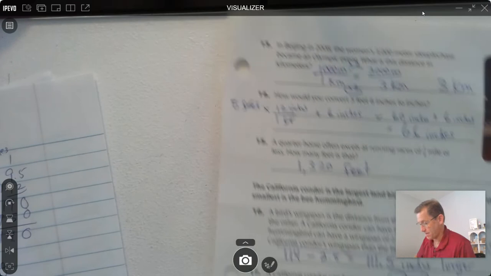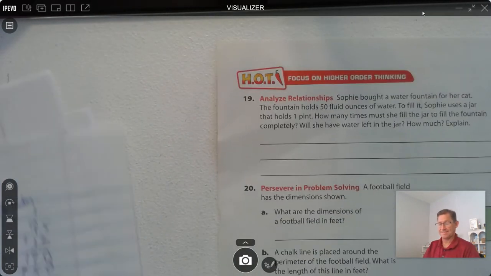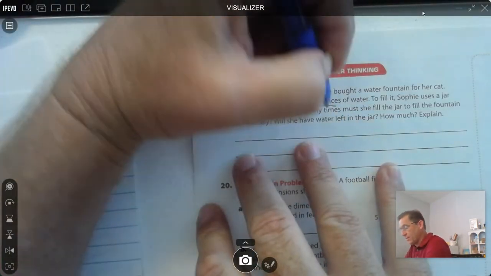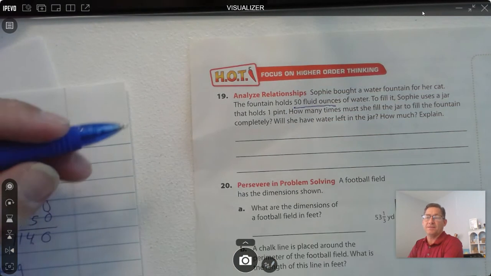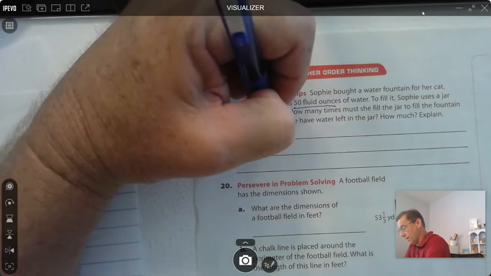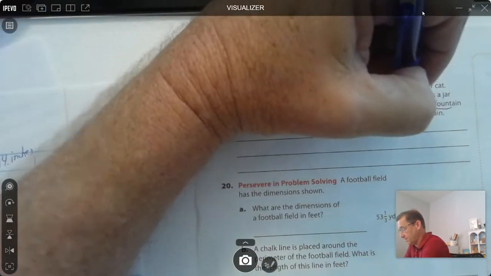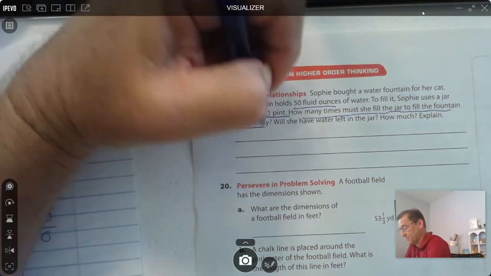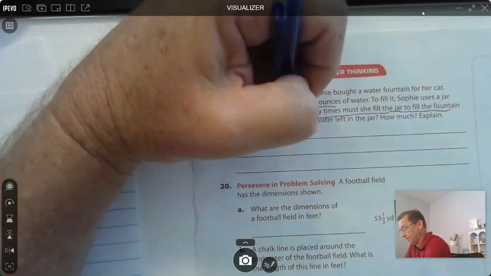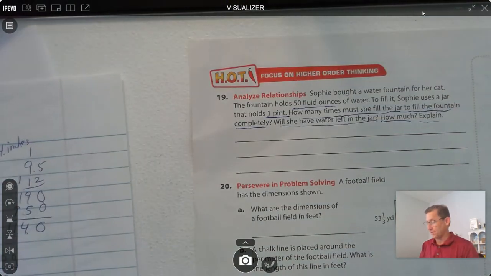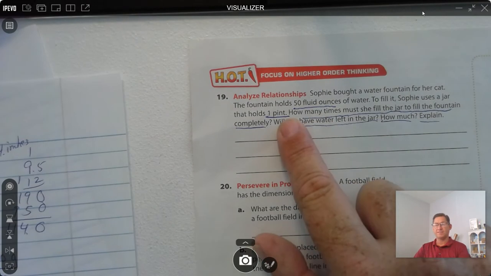Okay. All right, let's look at 19. Sophie bought a water fountain for her cat. The cat fountain holds 50 fluid ounces of water. To fill it, Sophie uses a jar that holds 1 pint. How many times must she fill the jar to fill the fountain completely? Will she have water left in the jar? How much? And explain.